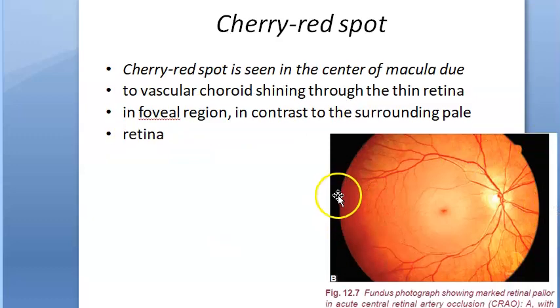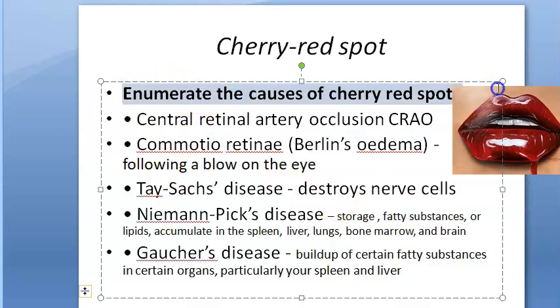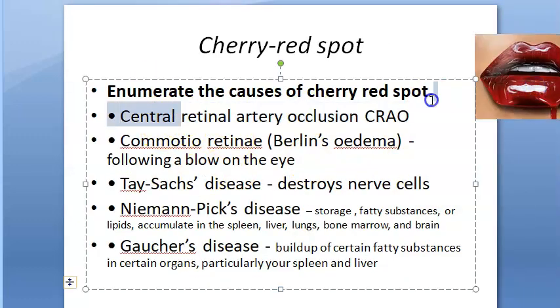So why does this happen? There are so many reasons. Enumerate the causes of cherry red spot if they ask you. You will say central retinal artery occlusion. So the artery itself got occluded, the retina became thin, and then the choroid is shining through at the fovea region.